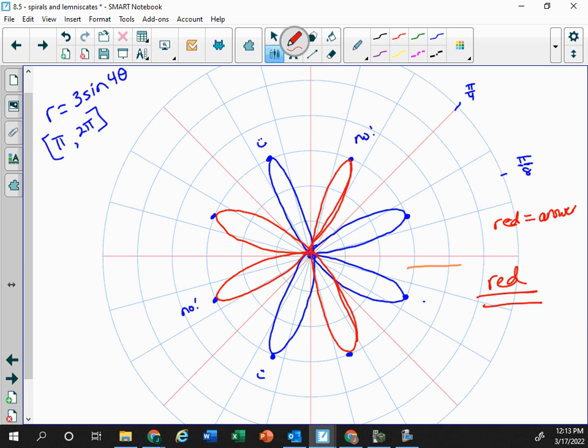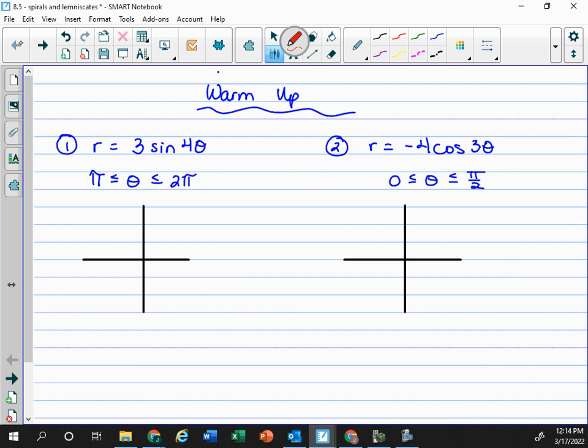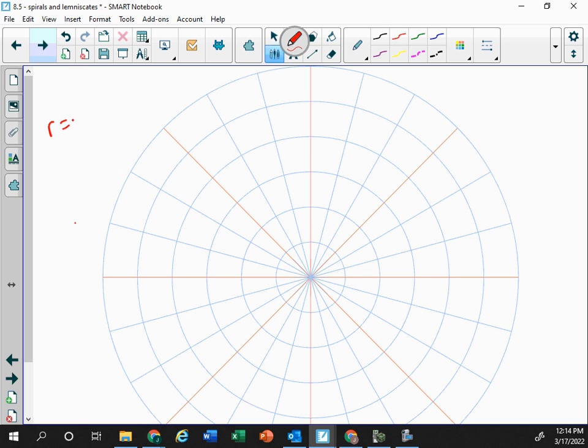Okay. All right, let me do the other one now. Let's see, -4 cosine 3 theta. And we did 0 to pi over 2, right? Okay. It's cosine. Is everybody okay with your first petal happening on the x-axis? Yeah. Okay. And since it's a -4, are you guys okay with 1, 2, 3, 4? That's where your first dot would be?